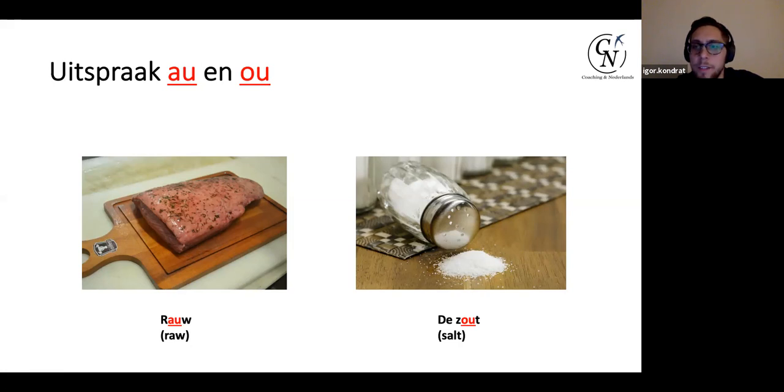In the pronunciation, there's no difference, but only with the writing. So you have rauw in the writing and zout, but you pronounce it the same way. Just practice a lot with writing, but when you talk to people, it doesn't really matter. So it's only for writing. Smaakt, it means taste. Smaakt. Tastes.